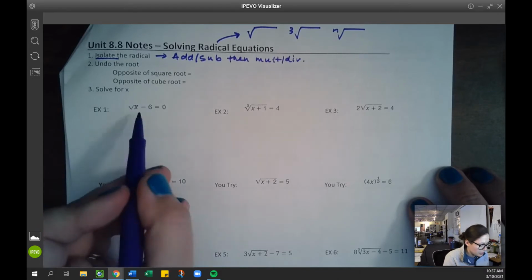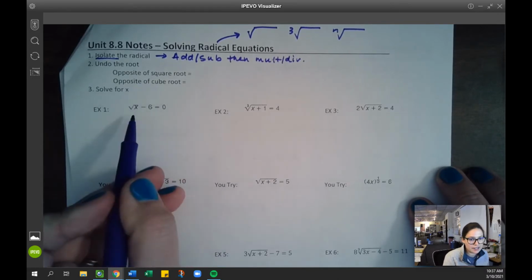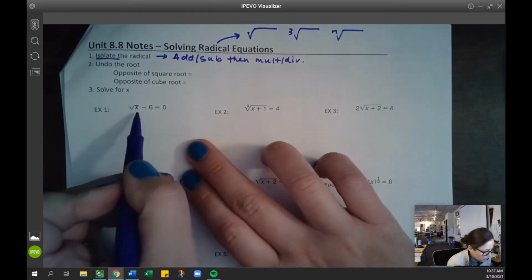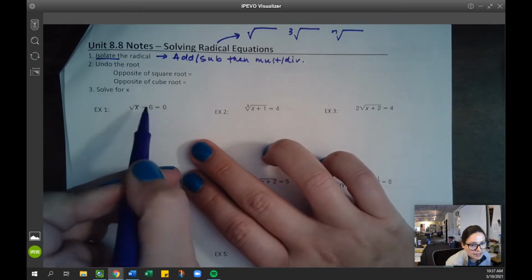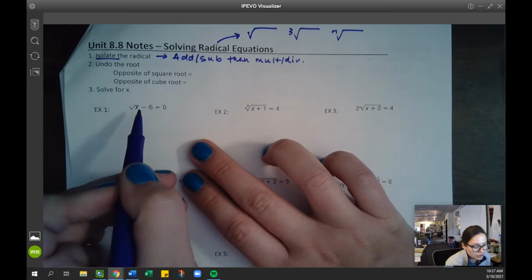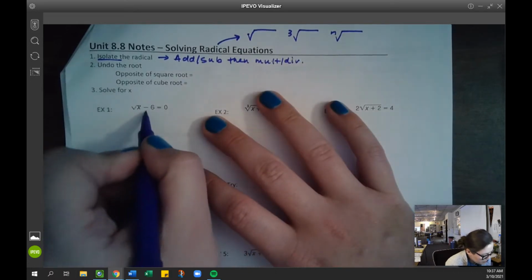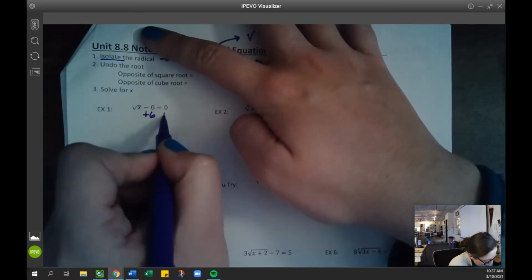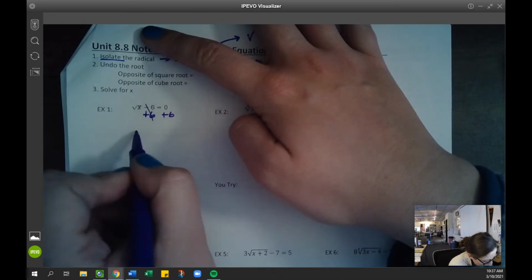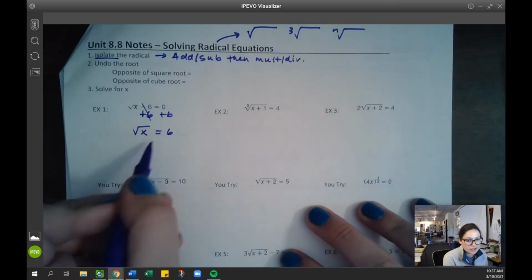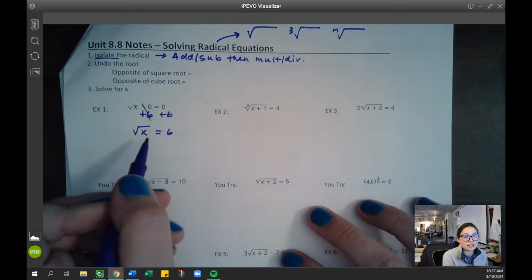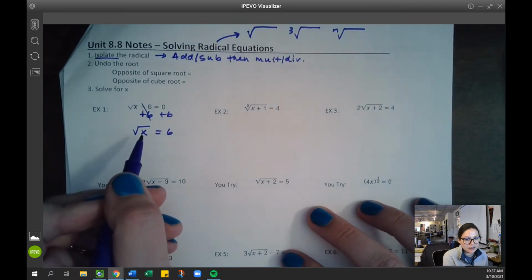For example, if you look at example 1, I have square root of x minus 6 equals 0. Well, this minus 6 is not in the square root. I want to move that to the other side, so I'm going to add 6 to both sides, and that leaves me with square root of x equals 6. And now my square root is isolated. It's by itself on the left side of the equal sign.